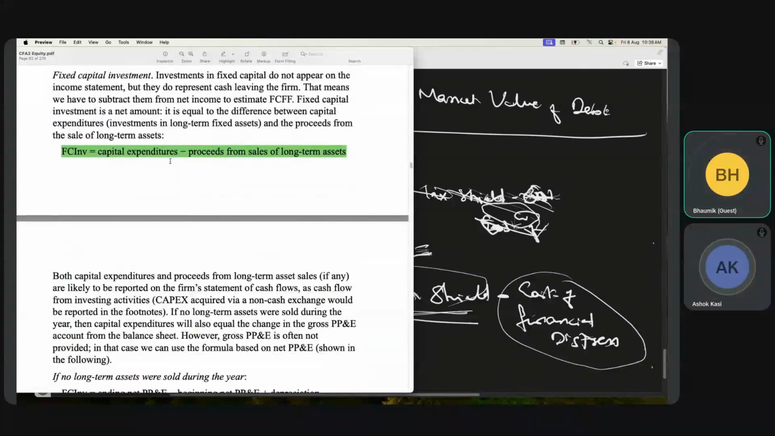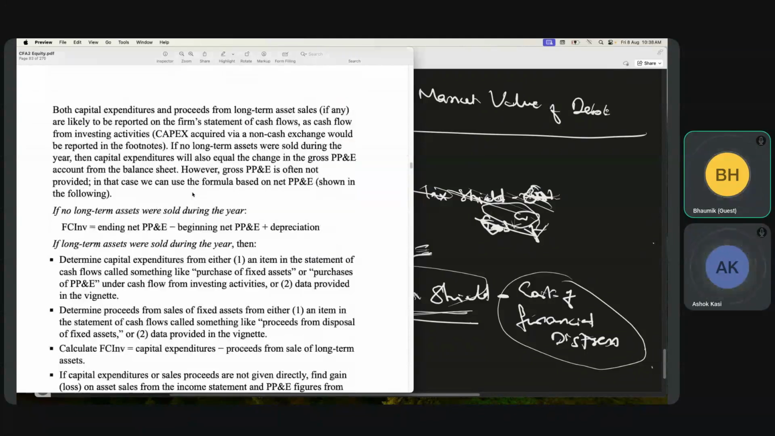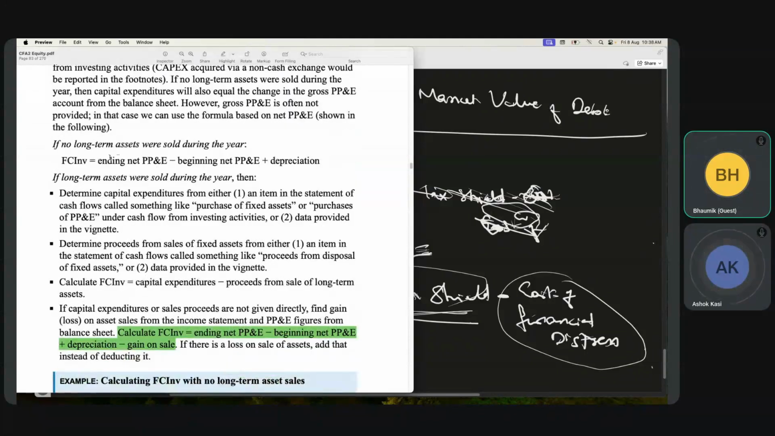Then this we have not done, but it's straightforward. Fixed capital investment is equal to capital expenditures minus proceeds from sale of long-term assets. If you are spending 1,000 rupees for capital expenditure, but you are also selling assets for 200, then 800 rupees is the capital expenditure.